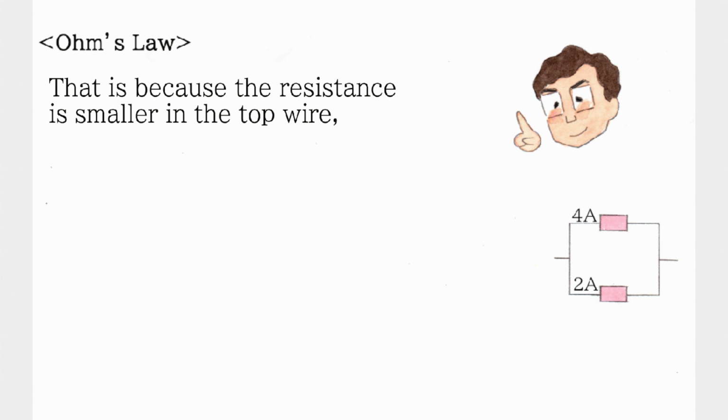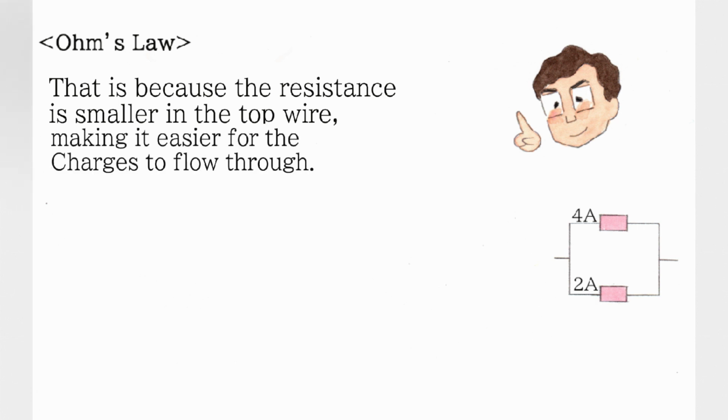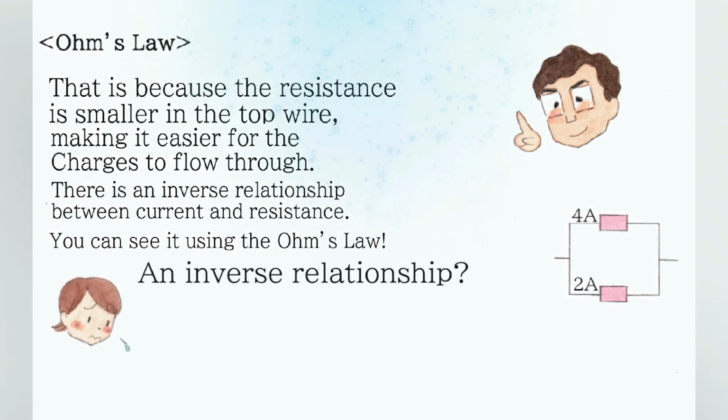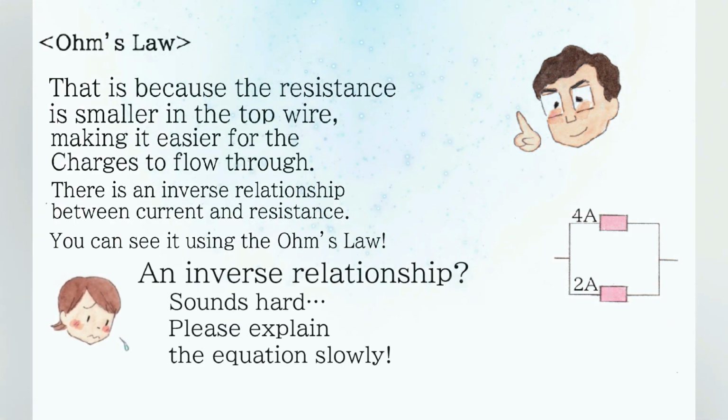This is because the resistance is smaller in the top wire, making it easier for the charges to flow through. There is an inverse relationship between current and resistance. You can see it using Ohm's law. An inverse relationship? Sounds hard. Please explain the equation slowly.